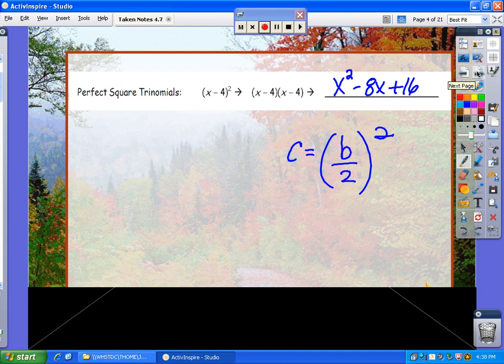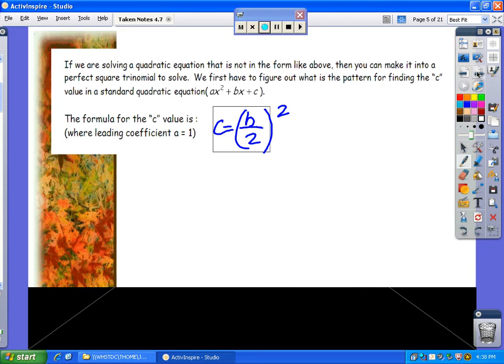So look at the relationship between b and c. You can always find the c term, the 16, by taking half of b and squaring it. So half of -8 is 4. 4 squared is positive 16. This relationship exists in all perfect square trinomials, so make sure you remember that formula. C is equal to half of b, squared.